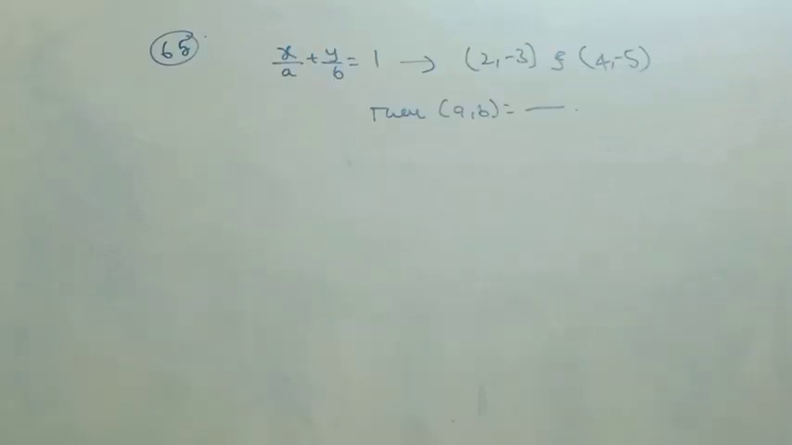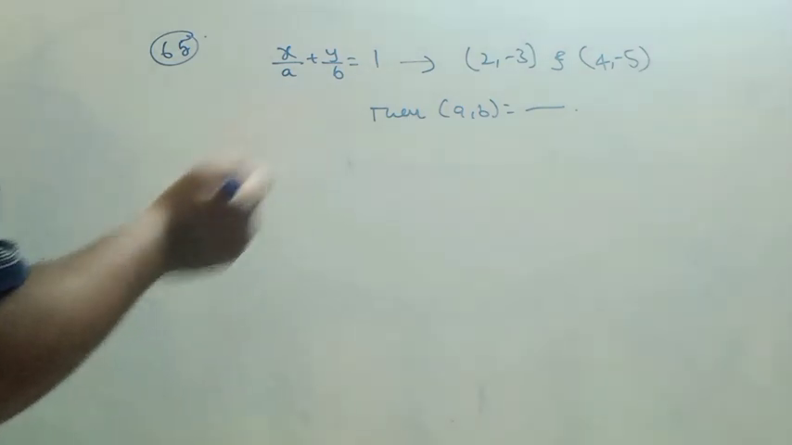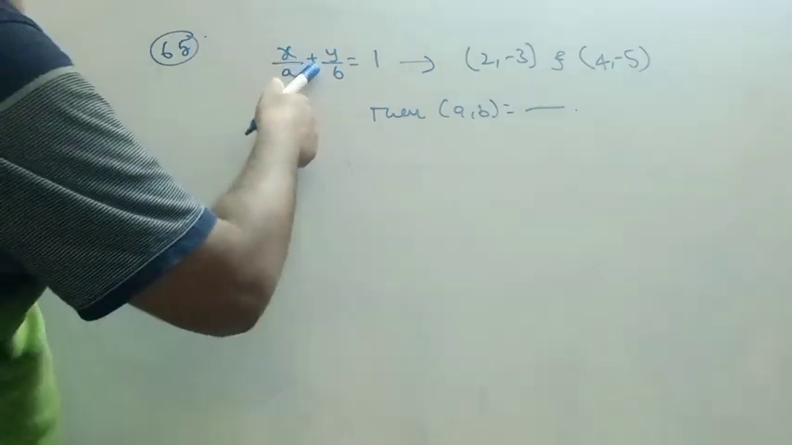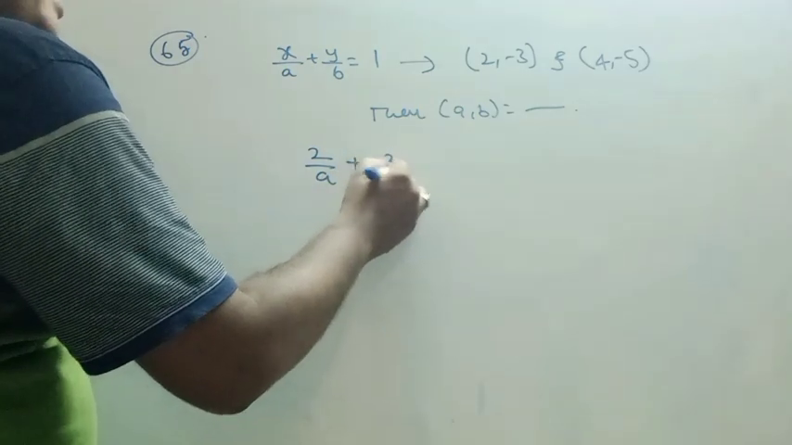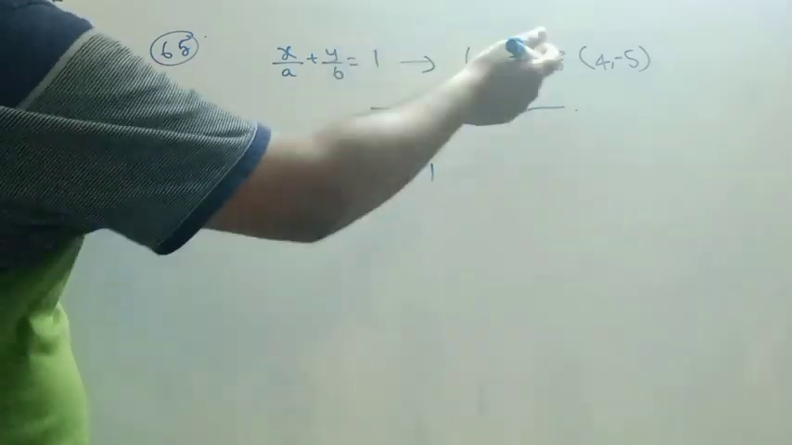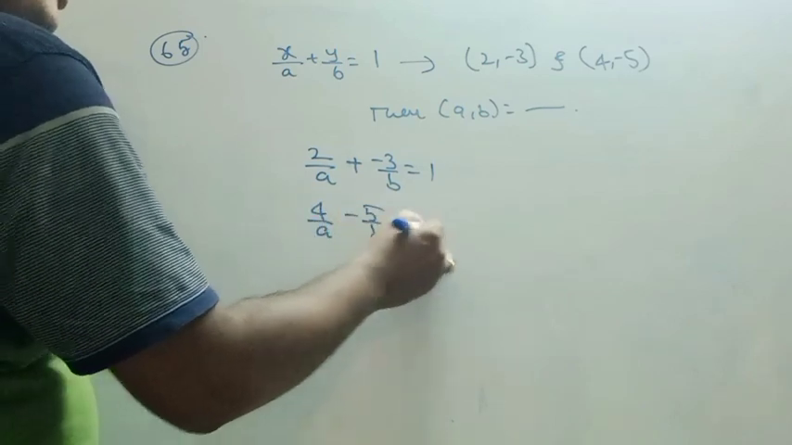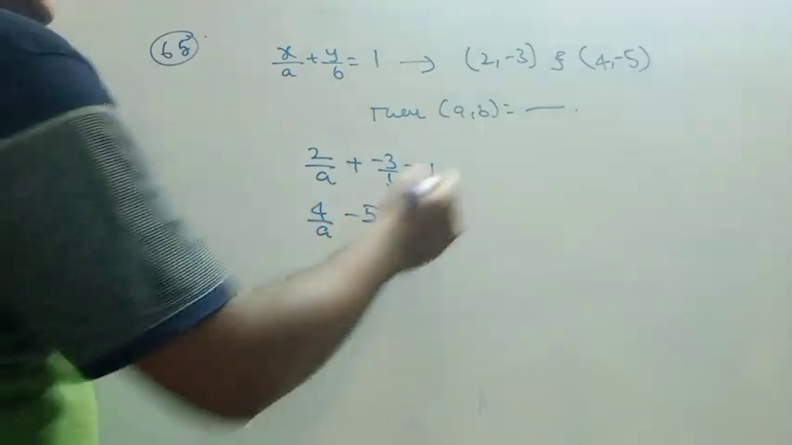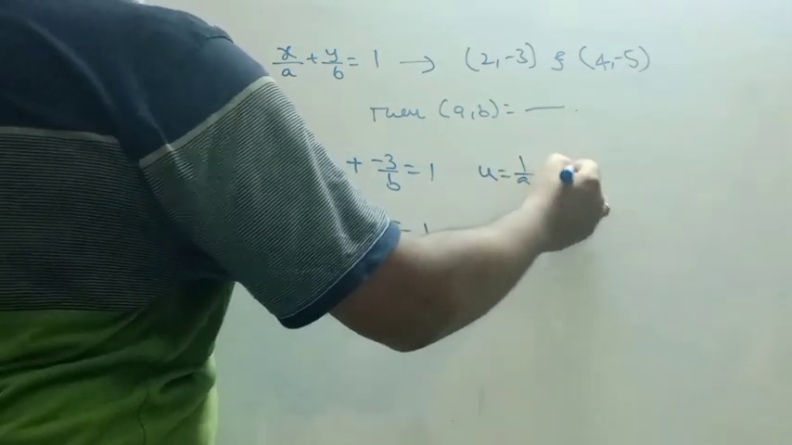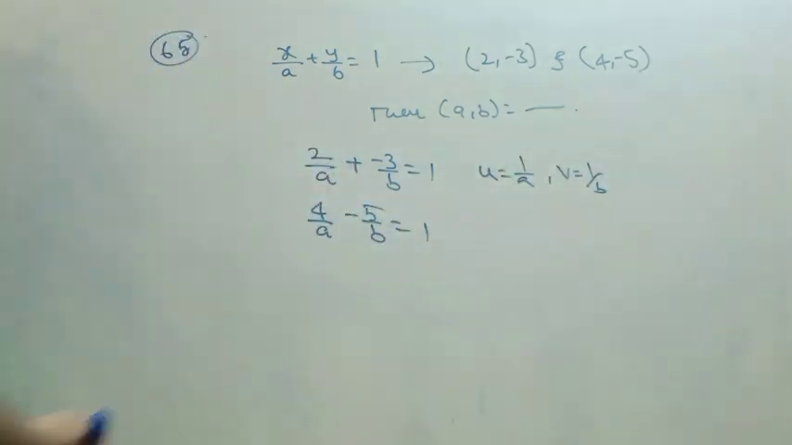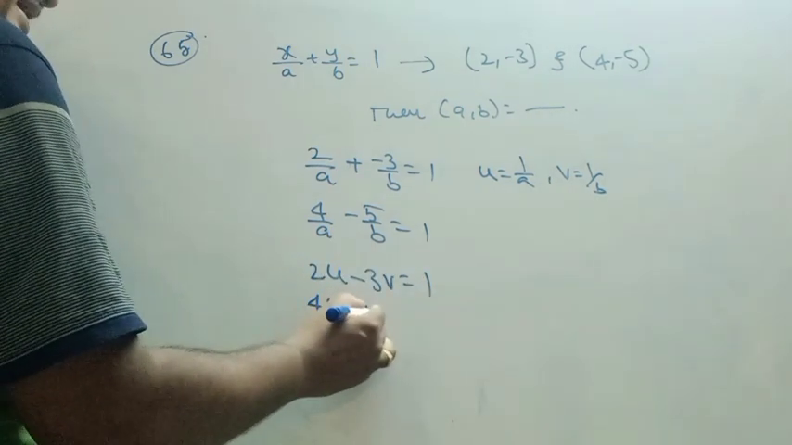See, in the 65th problem, the line x by a plus y by b equal to 1 passes through the points 2 comma minus 3 and 4 comma minus 5. This line is passing through this point, which means 2 by a minus 3 by b equal to 1, and it also passes through the other point, so 4 by a minus 5 by b is equal to 1. We now have two equations like this. You can take u equal to 1 by a and v equal to 1 by b. Now it reduces to two linear equations: 2u minus 3v equal to 1 and 4u minus 5v equal to 1.